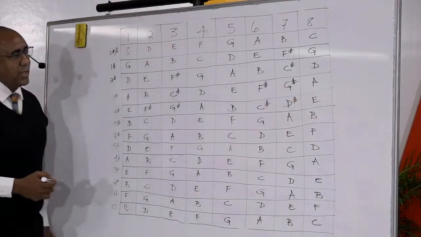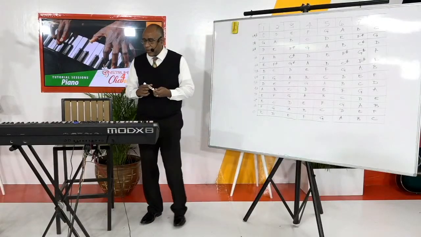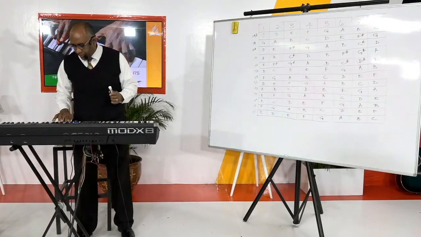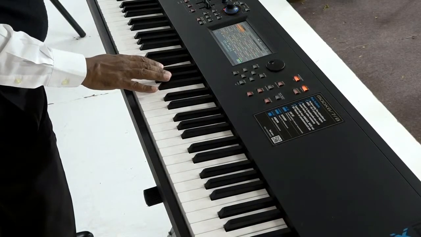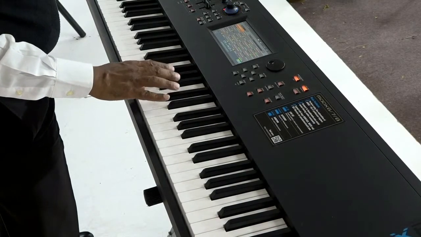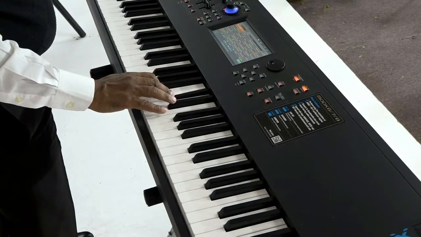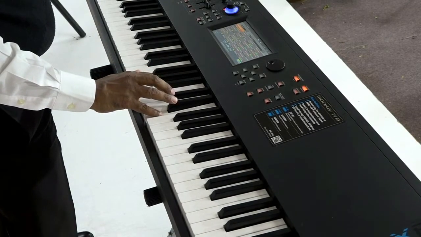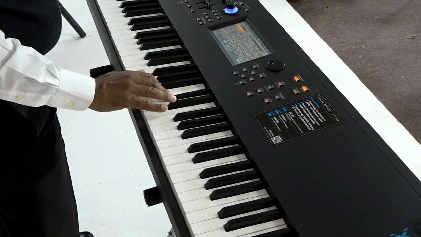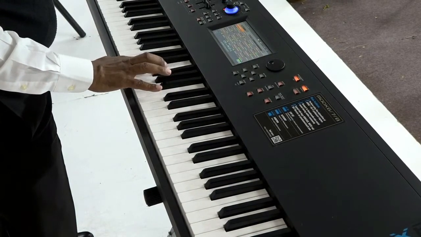All right, so let's check and see if it is right. In the key of E, we should have 4 sharps starting on E. So it's E, F sharp, G sharp, A, B, C sharp, D sharp, E, and we'll reverse the same notes coming down.